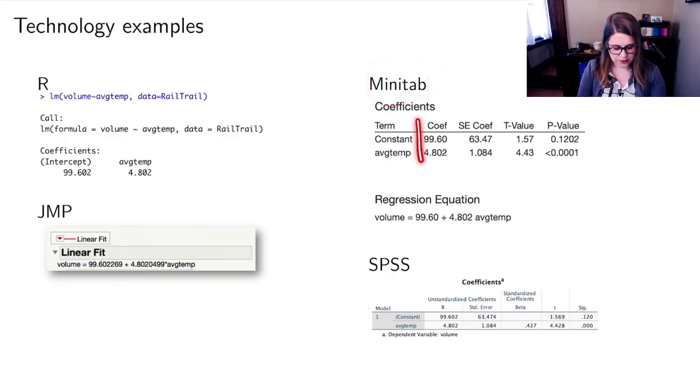Minitab, we've got this column with the coefficients, but then it also has the regression equation written out for us. SPSS has the coefficients here, so they're all finding the same number. It's not that different technology is going to find different numbers, they just report the information differently. And you'll learn how to fit a linear regression in your lab in whatever software it is that you use.